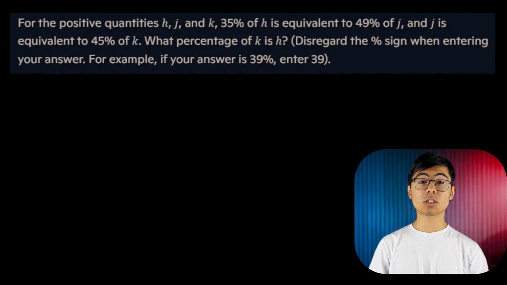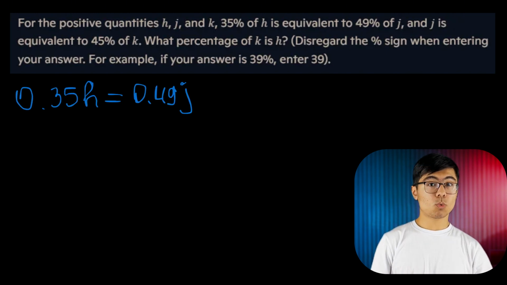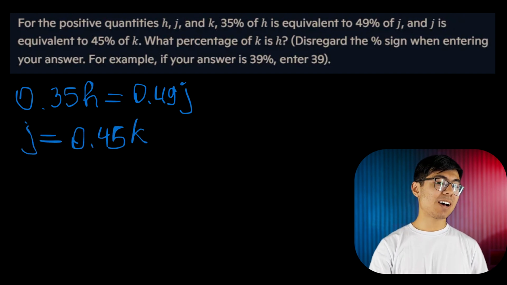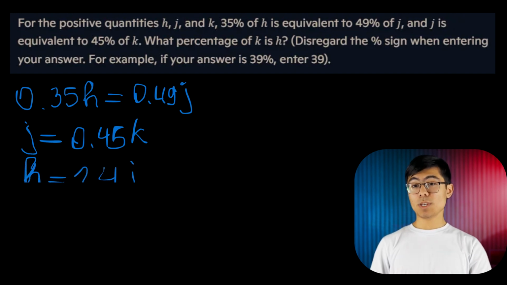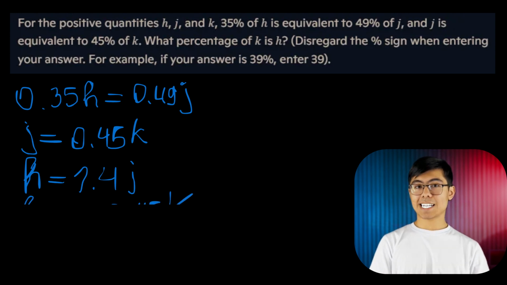35% of h is equal to 49% of j. This means 0.35h equals 0.49j. Simple, right? Now let's simplify this by dividing by 0.35. So now we get h equals 1.4j. So that's our first equation.